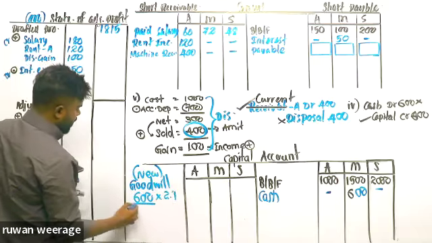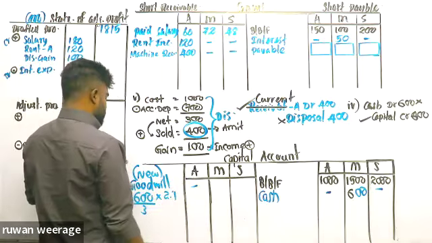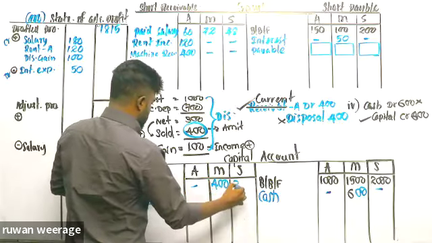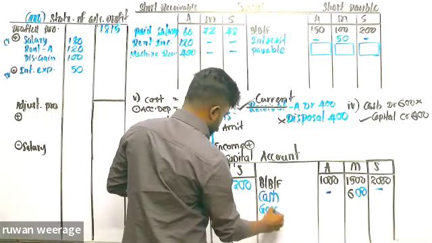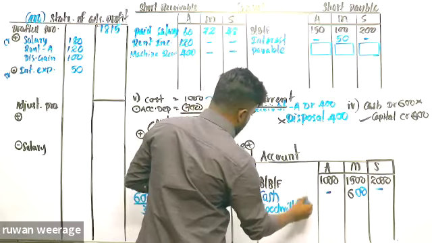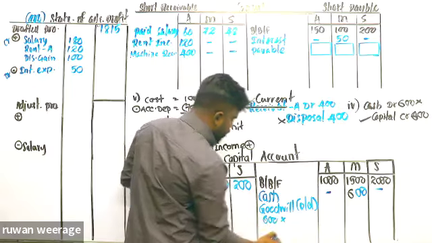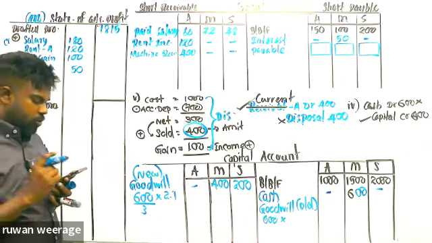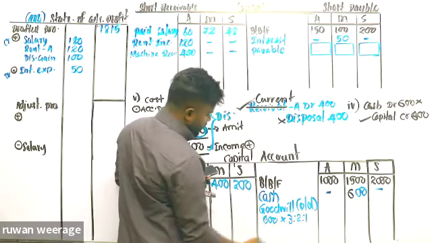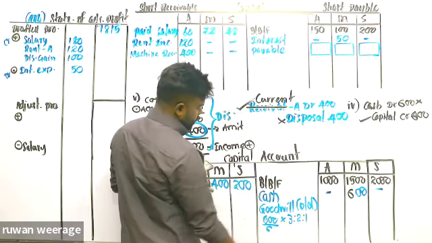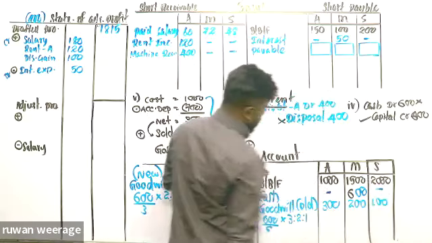2 and 1 divided by 3, that means 2/3 and 1/3. Amit has retired. Therefore 400 and 200. Goodwill old ratio credit 600. What's the old ratio? Look at the old ratio: 3, 2, 1, divided by 6. 300, 200, 100.